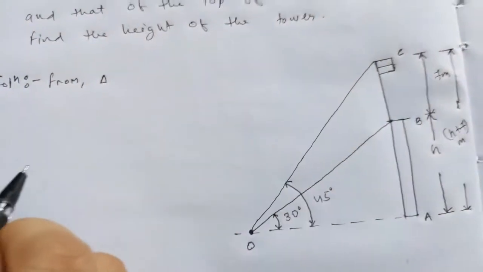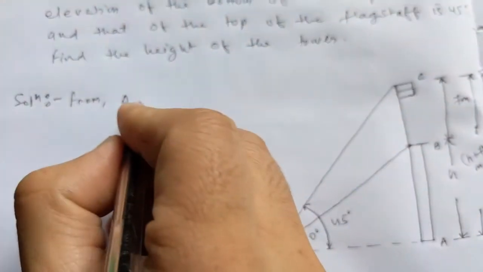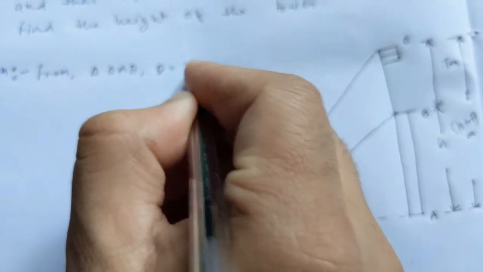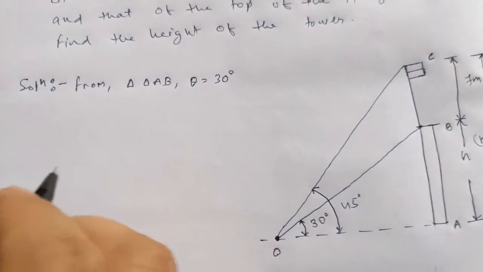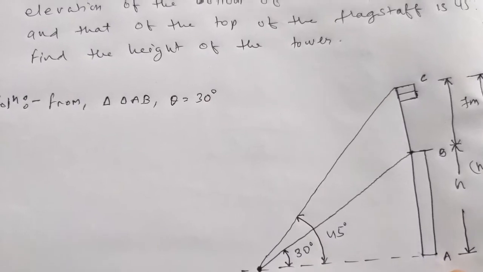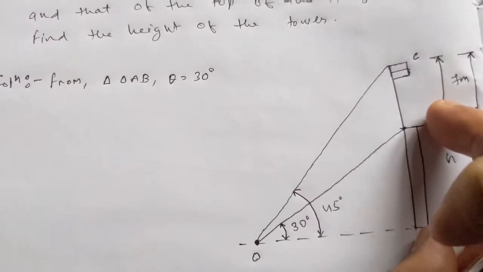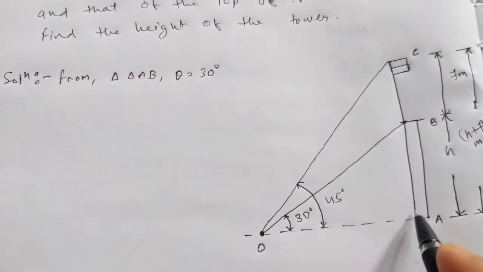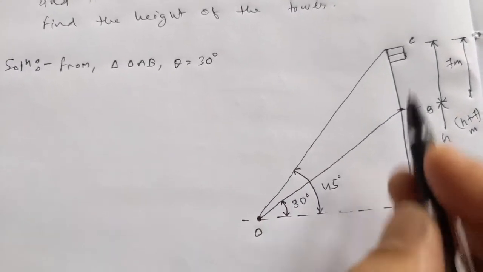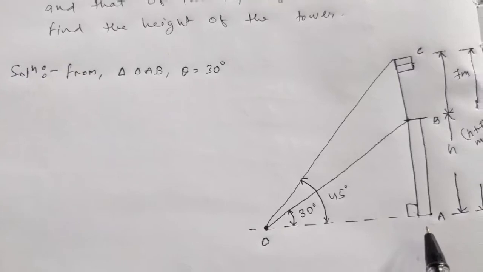Okay, considering the first triangle, triangle OAB, theta is 30 degree. So I am putting the formula of tan theta, because the perpendicular is already given for both the triangles, that is triangle OAB and also triangle OAC. The base is not given, but the base is common for both the triangles.